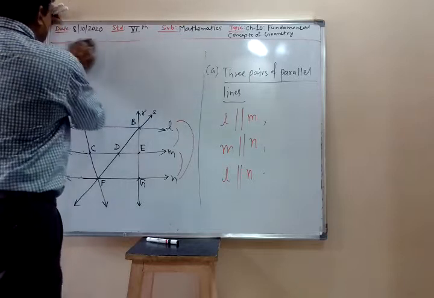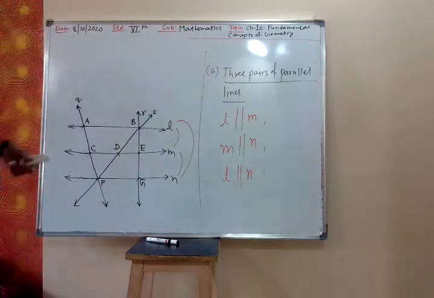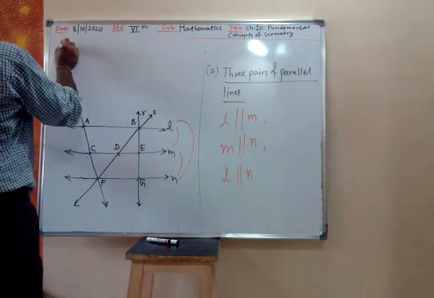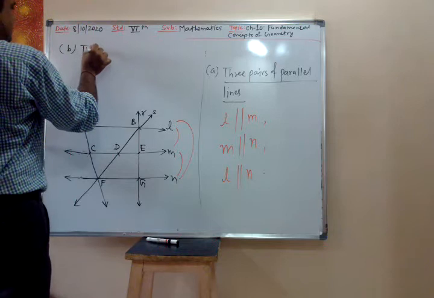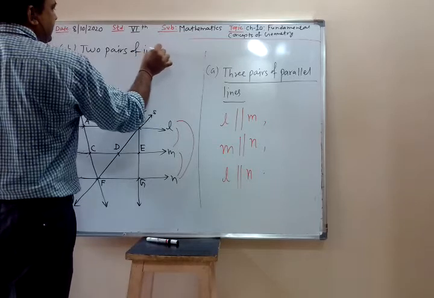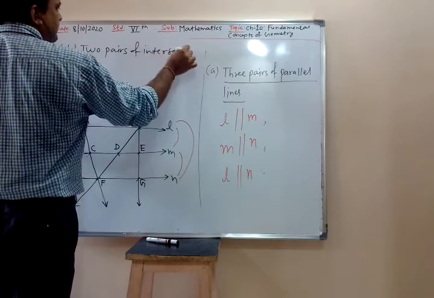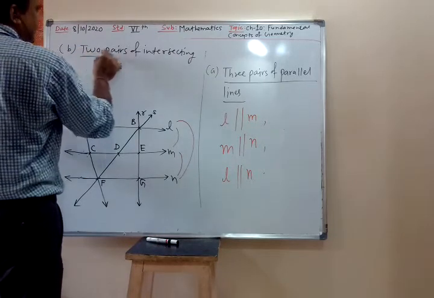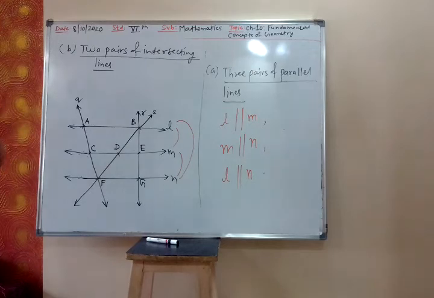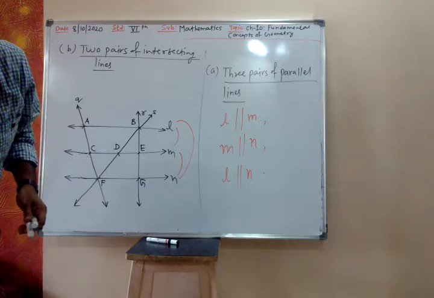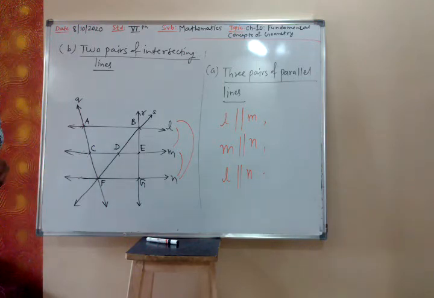Now I have to make use of this diagram. Second is 2 pairs of intersecting lines. Intersecting lines means the lines cut each other at a common point. So the lines cut each other at a common point.